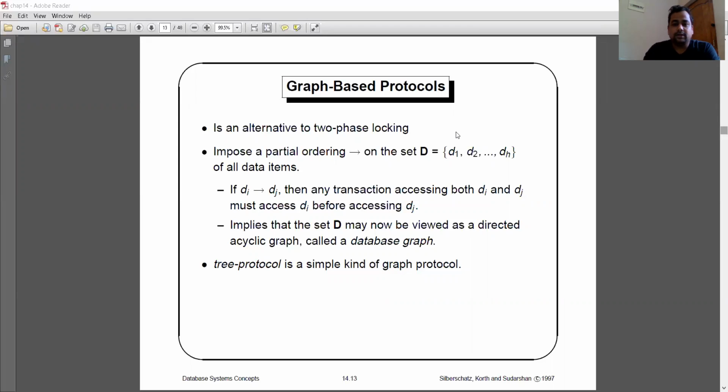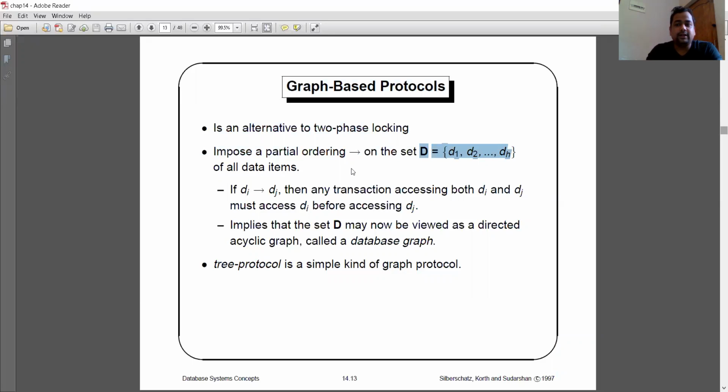Let us consider there is a set d. We have to follow the partial ordering of those data. Let d be my collection of all those data items. How many data items are there? There will be h data items. It will consist of d1, d2, d3 up to dh. So h data items will be there, collected over d, the set of all data items.